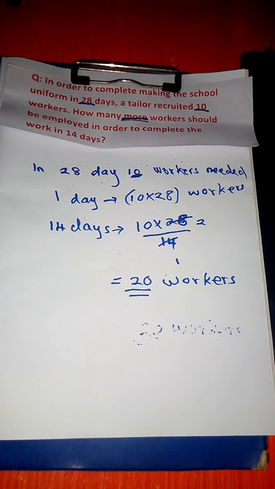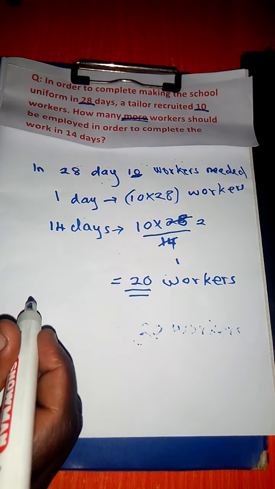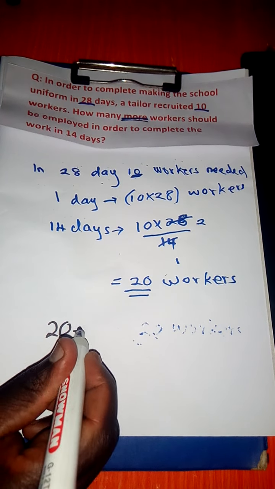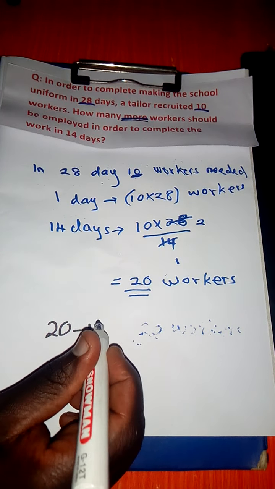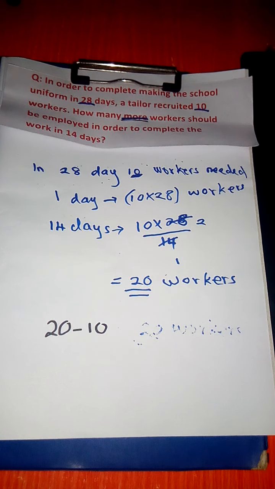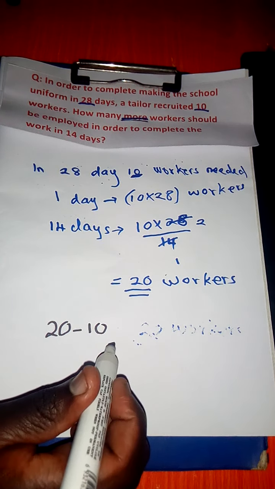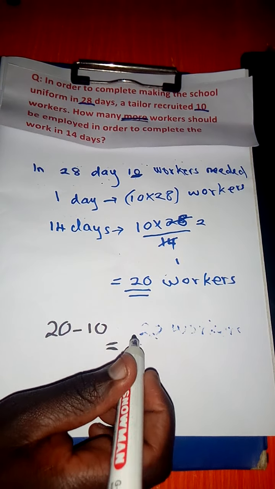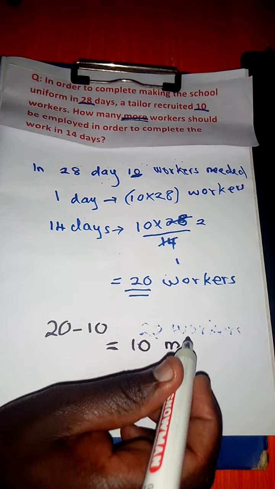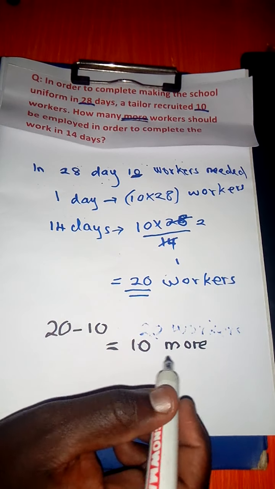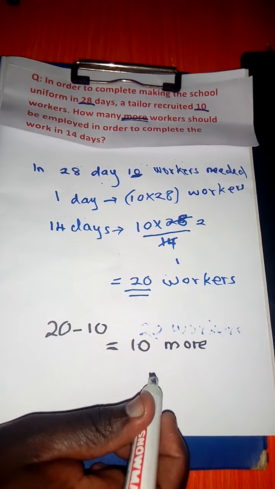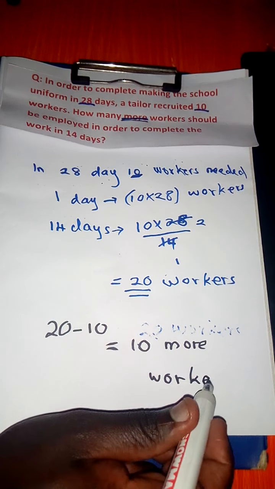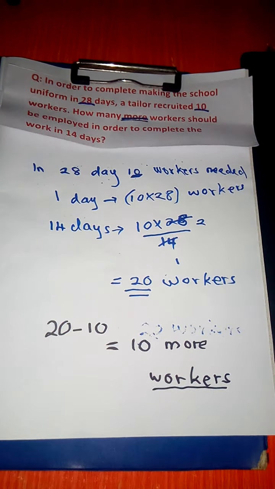work for 14 days. So we will work on that and say that he will need 20 minus 10 workers. He had initially 10 workers, so 20 minus 10 is equivalent to 10 more workers. You will need 10 more workers in order for him to complete the work in 14 days.